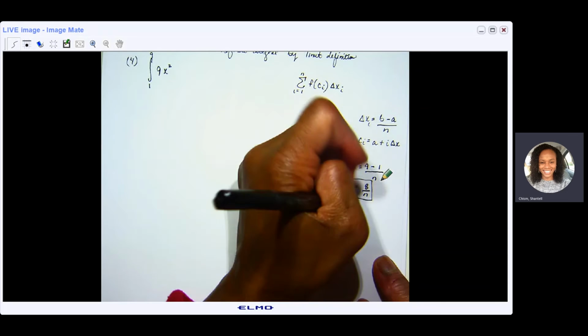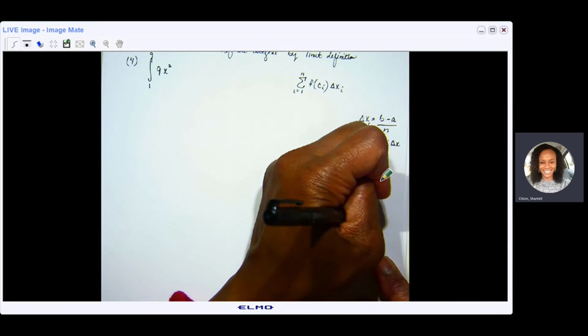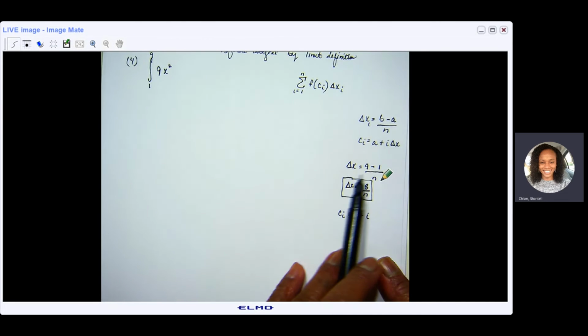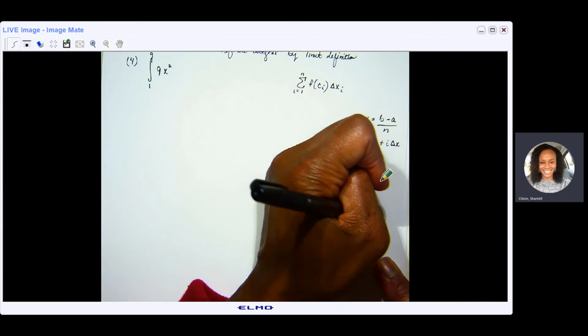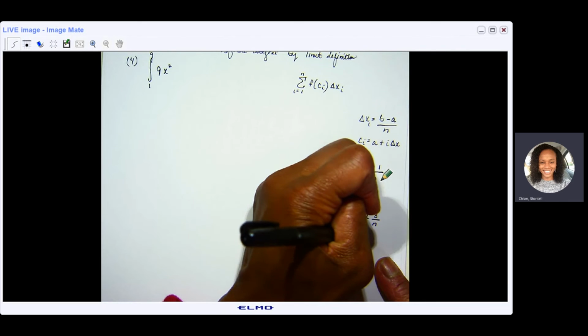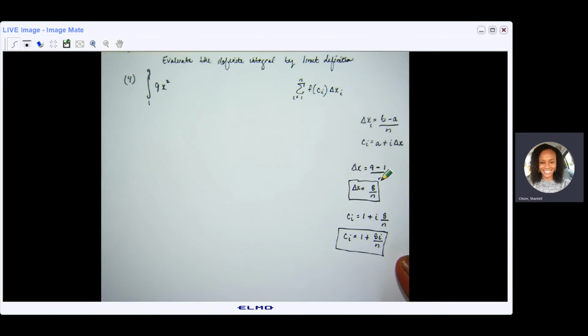Okay? Then c sub i, that's a, which is 1, plus i times delta x. So a is 1 plus i times delta x. Delta x is 8 over n. So c sub i is 1 plus 8i over n. Okay? So we got that.